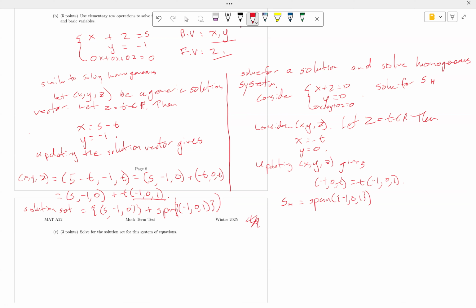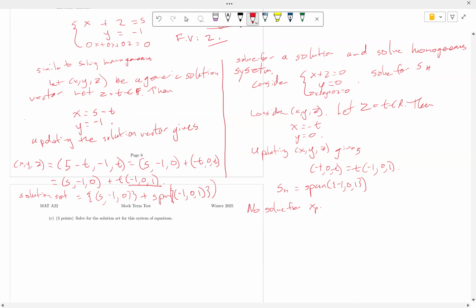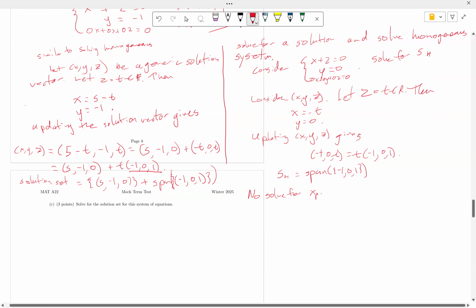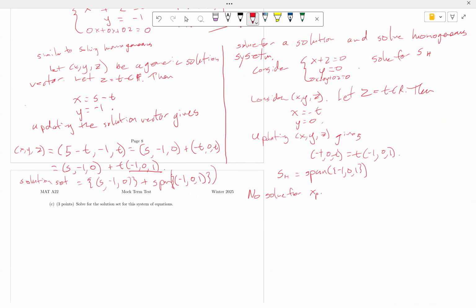Now solve for XP. Now, when solving for a particular solution, we can let z be whatever we want. z's a free variable, but when we're solving for a particular solution, we can pick whatever we want for our free variables, and that allows us to pick a generic solution. So we're going to pick 0 because it's easiest. Could pick anything, but we're going to pick 0. Okay.